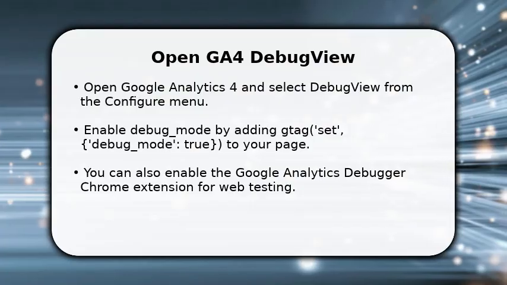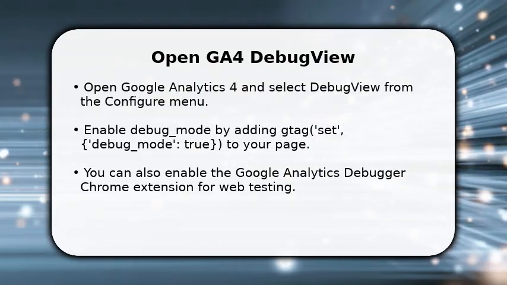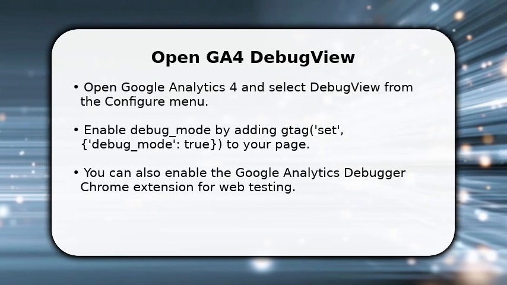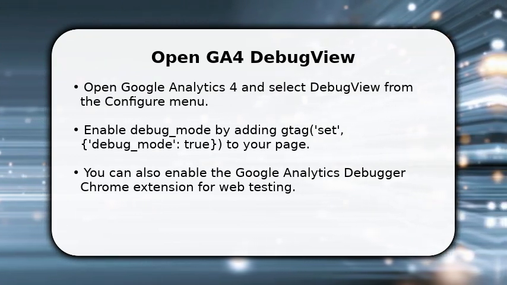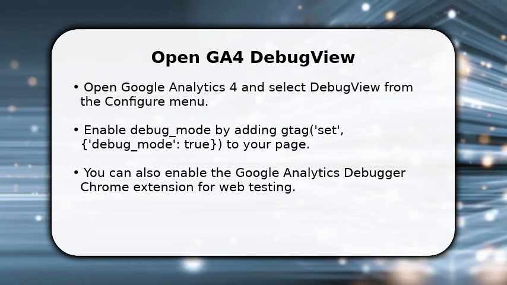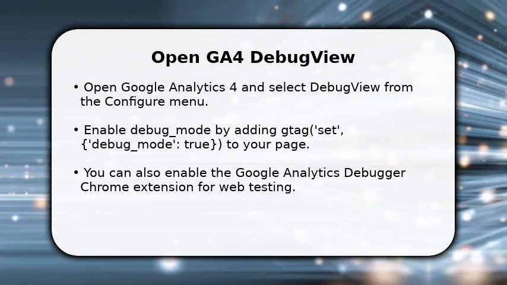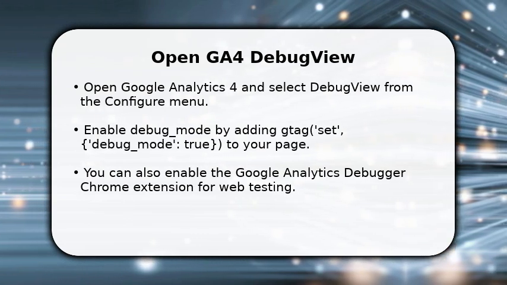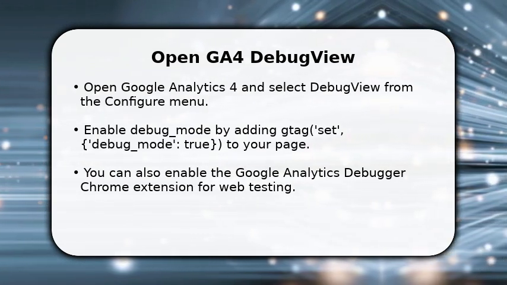Enjoy the video. Open Google Analytics 4 and select Debug View from the Configure menu. Debug View shows events streaming in near real time. Before sending events, enable the client to mark hits as debug. For web pages, add gtag, set debug_mode, true to your tracking code.